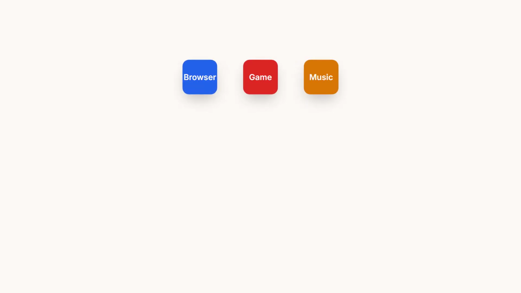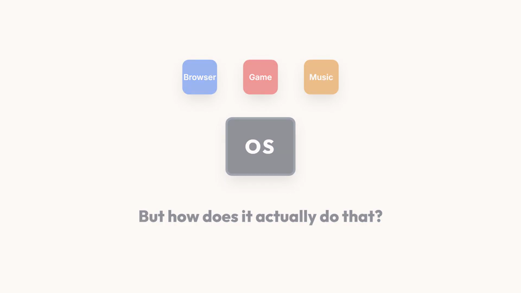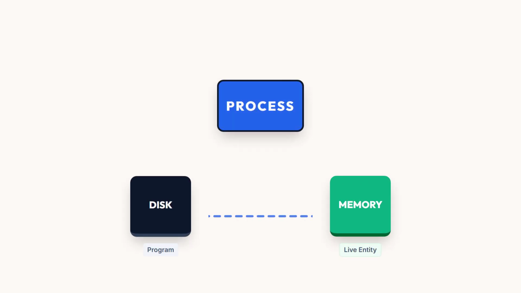In the last video, we saw that the operating system runs multiple programs at the same time. But how does it actually do that? To understand this, we need to learn one of the most important concepts in operating systems, the concept of a process. A process is simply a running program. When you open an app, like a browser or a music player, the operating system creates a process for it. So your program on disk becomes a live running entity in memory.